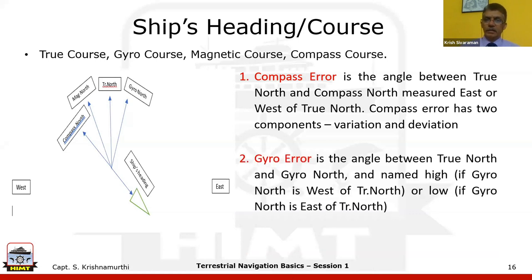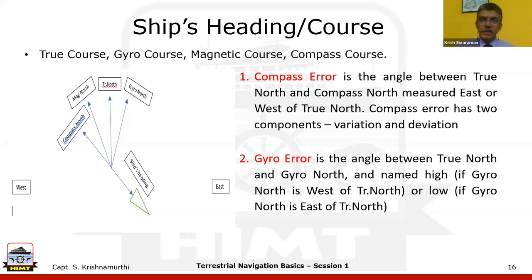Errors. We already defined gyro error as the angle between true north and gyro north, and compass error as the angle between compass north and true north. Now, compass error has two components: variation and deviation. Anybody want to hazard a guess what variation is and what deviation is? Variation is the angle from the true north to the magnetic north. And deviation is from magnetic north to the compass north.